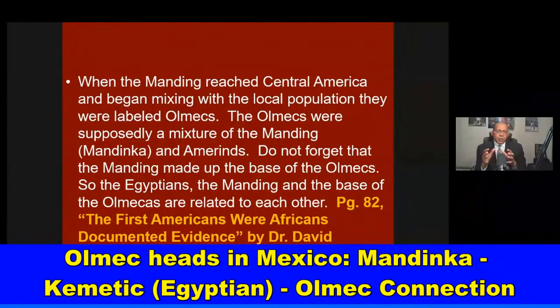When the Manding reached Central America and began mixing with the local population, they were labeled a mixture of the Manding or Mandinka and other Indians or American Indians. Do not forget that the Manding made up the base of the Olmecs, so the Egyptians and the base of the Olmecs are related to each other. He talked about this on page 2 of The First Americans Were Africans, Documented Evidence. You all have seen the numerous interviews I've done with Dr. David M. And let me refresh the screen right here.